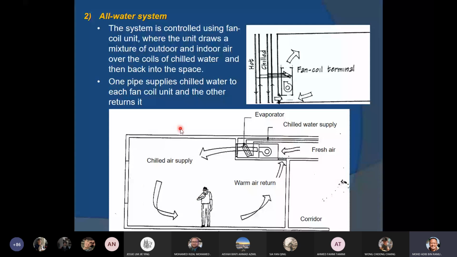Okay, for the all water system, there's only one control method. As I mentioned, for the all water system, there is no ductwork connecting from the chiller to the spaces, but actually the chilled water is directly delivered to the spaces, into this device called the fan coil unit.